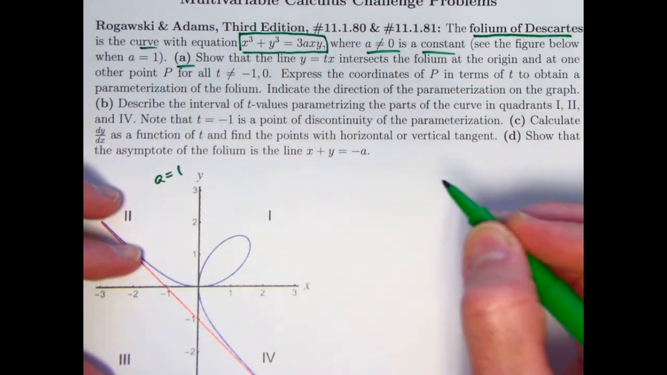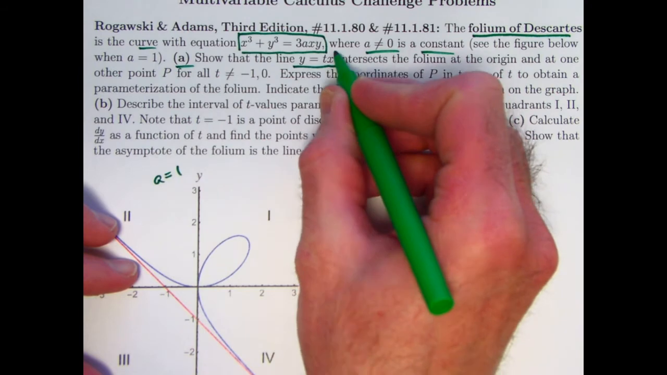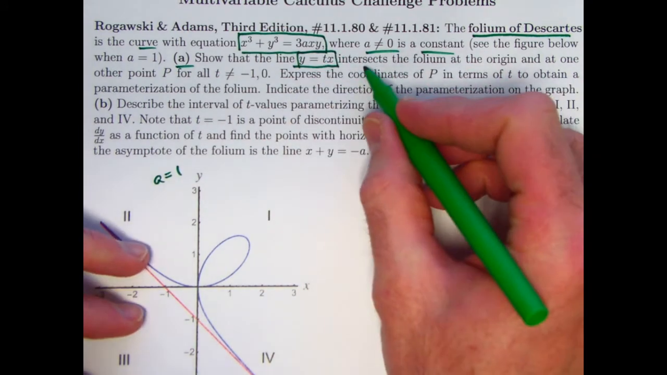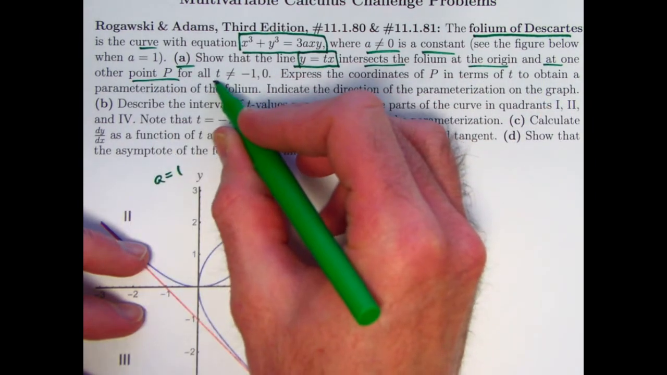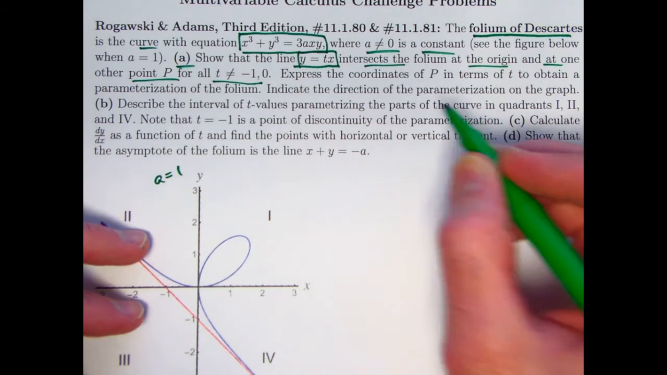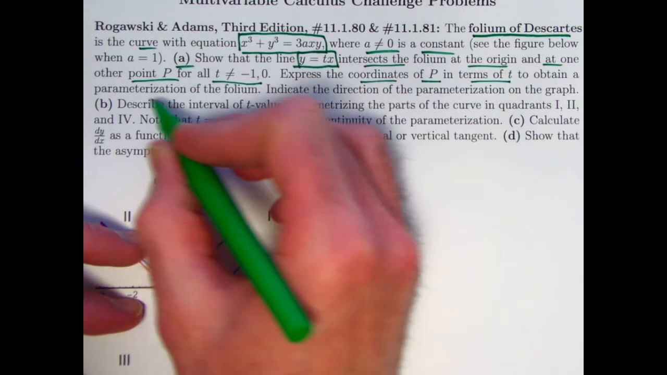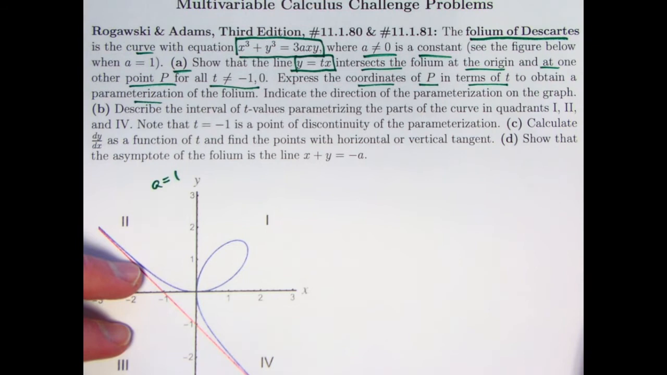We've got a part A, B, C, and D. Part A says to show that this line y equals t times x, which would be a line to the origin with a slope of t, intersects the folium at the origin and at one other point P, at least when t is not equal to -1 or 0. Also express the coordinates of that point P in terms of t to obtain a parameterization of the folium. That makes this folium relatively easy to analyze because we can come up with this parameterization.